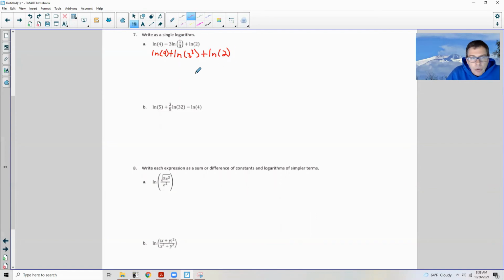Okay. So then I can say that is equal to the natural log of, and then we have 4, we have 3 to the 3rd power, and we have 2, and those all get multiplied because this is addition. So it's going to be 4 times 3 cubed times 2. And then we simplify that, and 3 to the 3rd power is 27. 27 times 2 is 54. 54 times 4 is 216. So I get the natural log of 216.